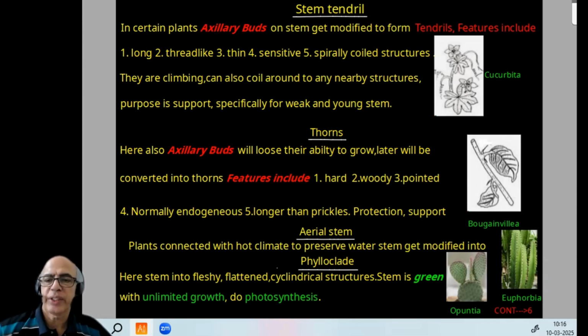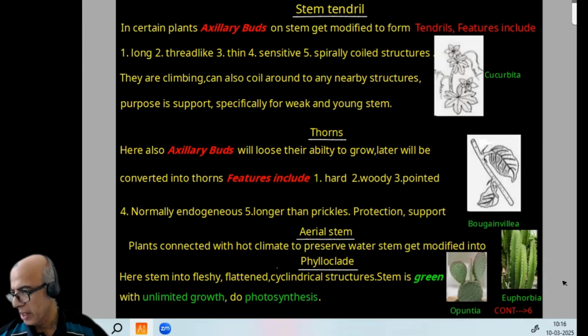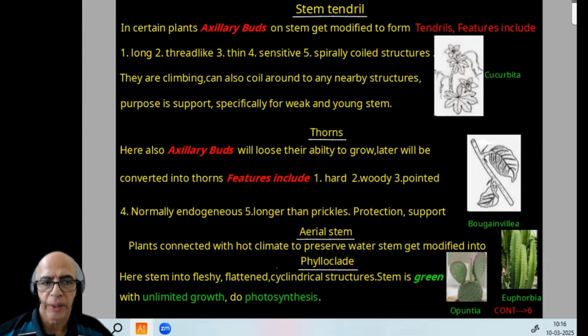And what are the features of thorns? It is hard, woody, and pointed. Normally endogenous in origin, and longer than prickles. The function is protection and support. That is thorn. An example is bougainvillea. Here we can find thorns, two thorns very clearly, arising from the axillary bud.